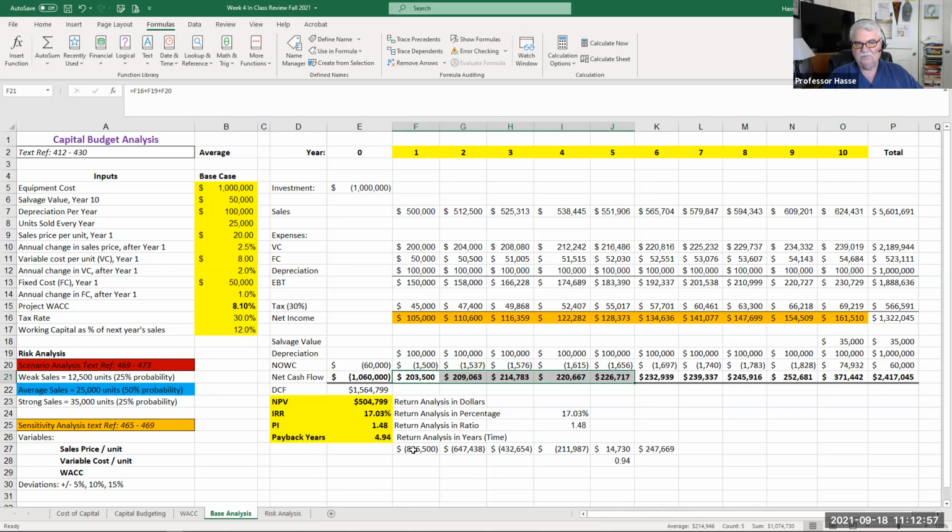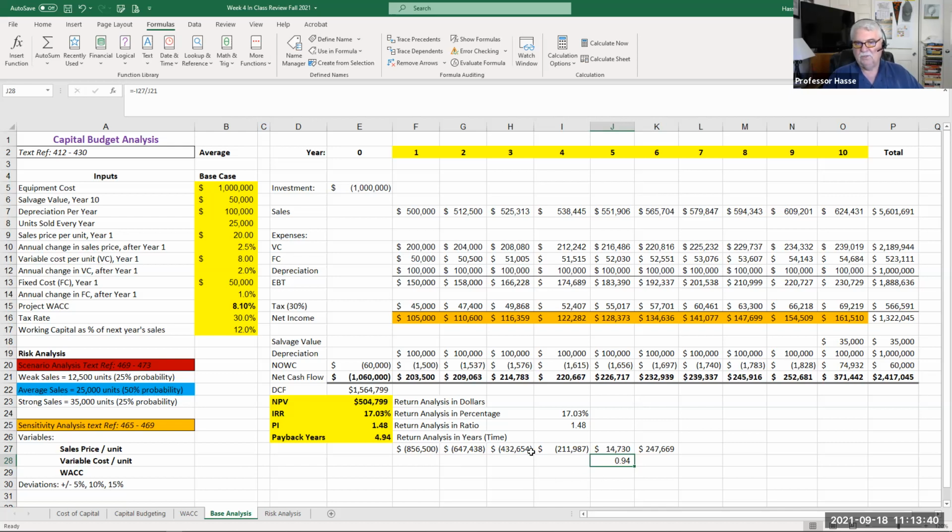And to calculate that, I just take my $1,060,000 and add back in every year of cash flow, until I get down to year 4, where I still have $211,987 of the investment to pay back. In year 5, I have $226,717 of cash flow. So I know I'm paying it back somewhere between year 4 and the end of year 5. What year? I just take 211,987 and divide it by 226,717, and that's 0.94. So 0.94 of year 5 till I pay it back.